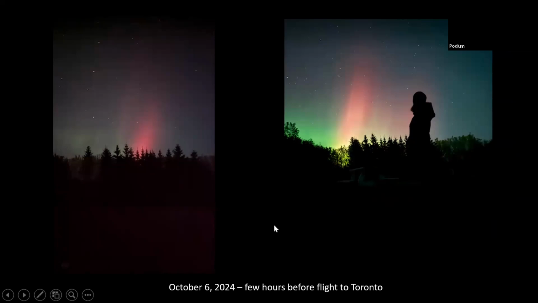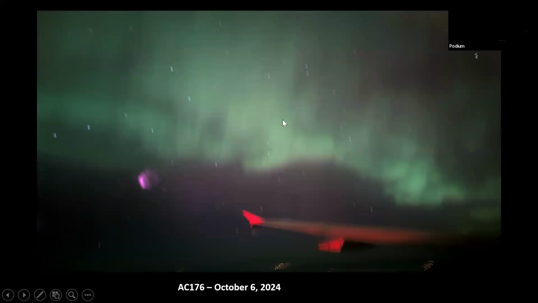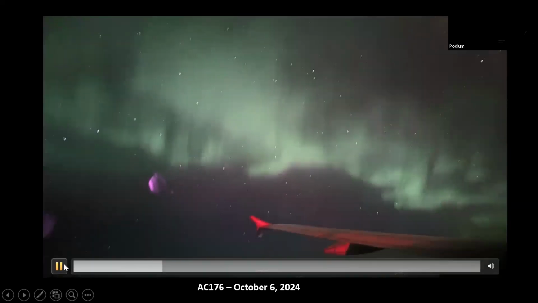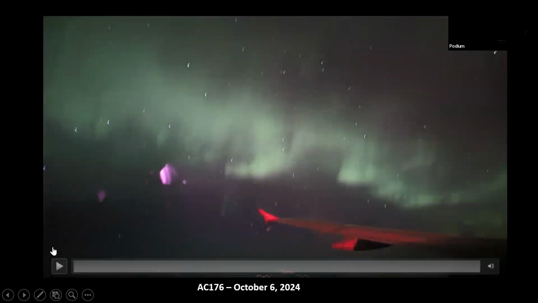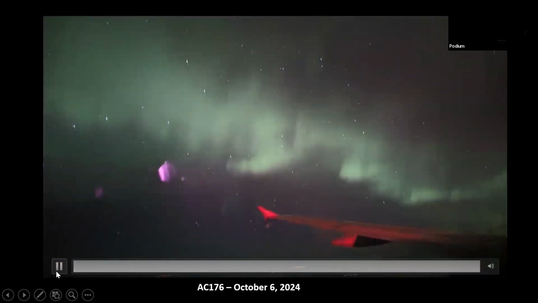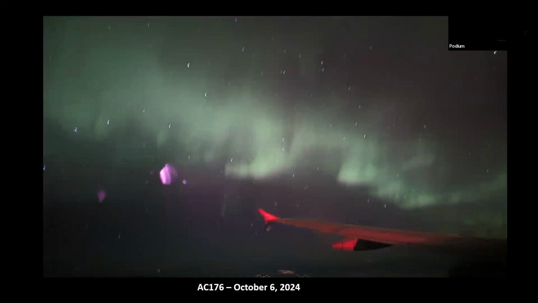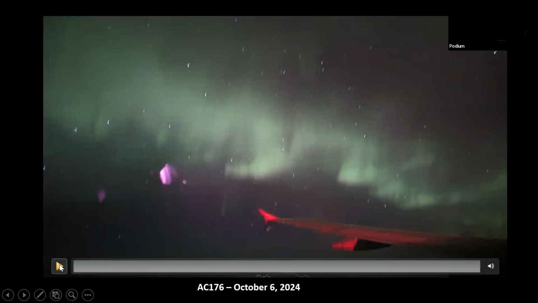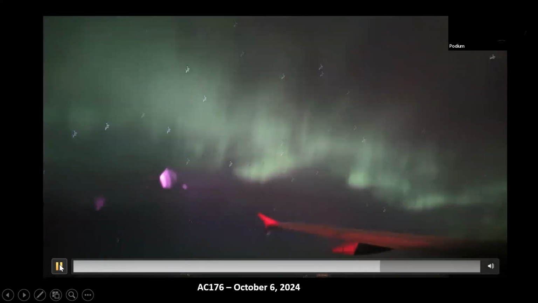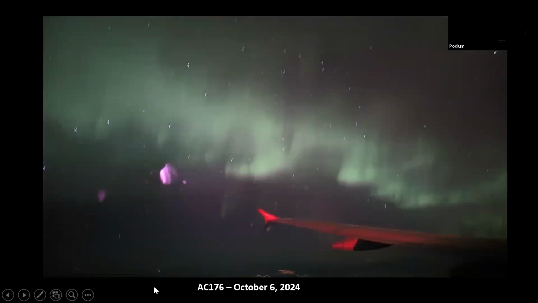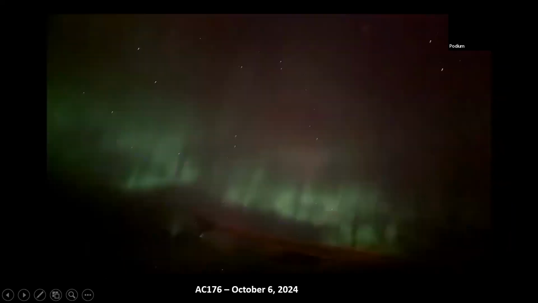So in the plane, this is what I saw during that night, October 6th. This part is already in the Manitoba area. And with the Google phone, if you have astrophotography, there is an astrophotography setting, and it takes photos for 4 minutes and creates a 1 second time lapse, which is this one. And then this is the other picture from that night.